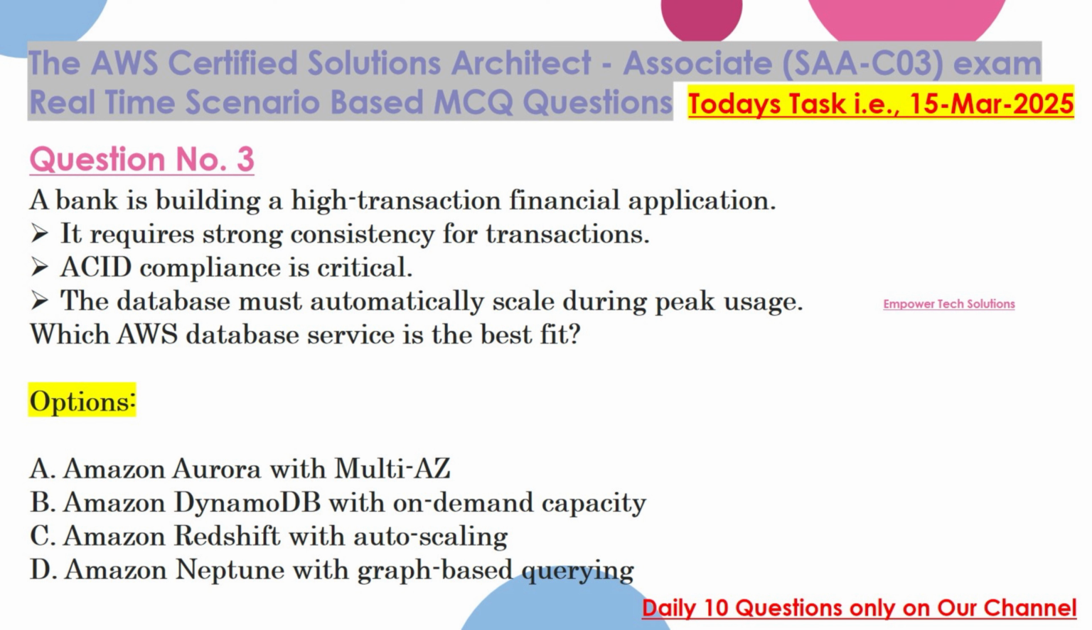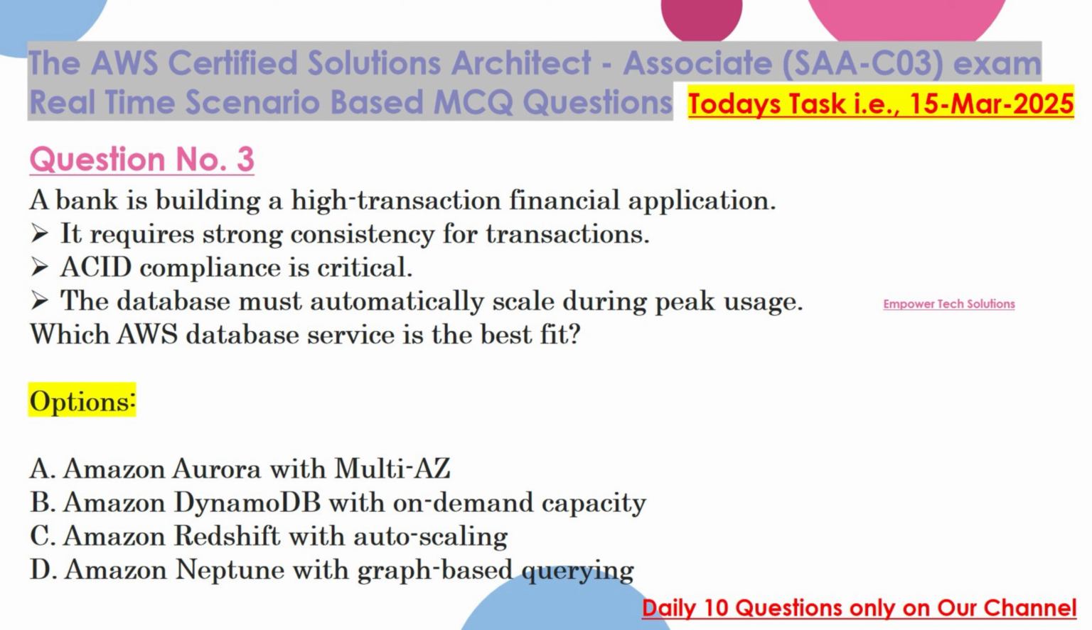Question 3. A bank is building a high-transaction financial application. It requires strong consistency for transactions. ACID compliance is critical. The database must automatically scale during peak usage. Which AWS database service is the best fit?